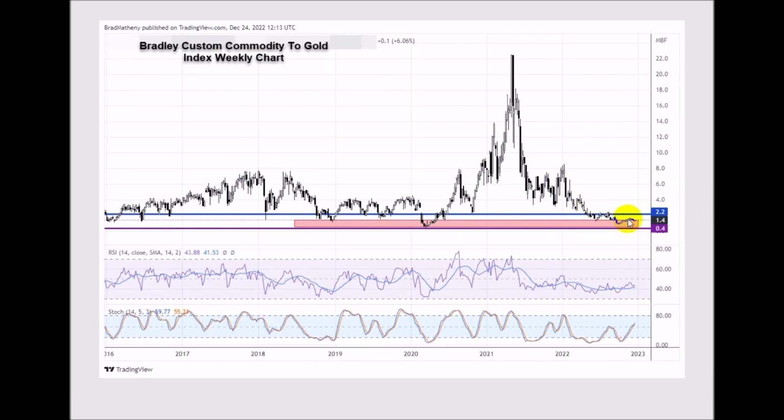Commodity to gold index is flattening out. As long as it stays above, let's call it 0.8 to 1.1, we are seeing a moderate reflation of the economy. We would not want to see it move back below 0.9, 0.8. That would mean that the global economy is really contracting again. So we are seeing some upward reflation in the global economy. It's just not taking root in the price charts yet.